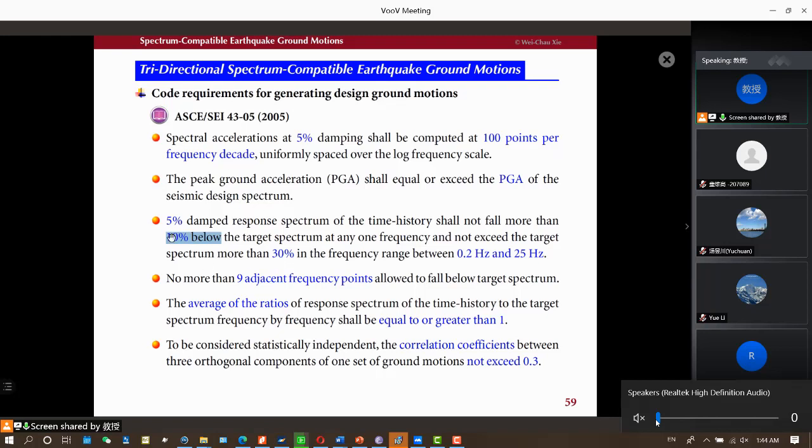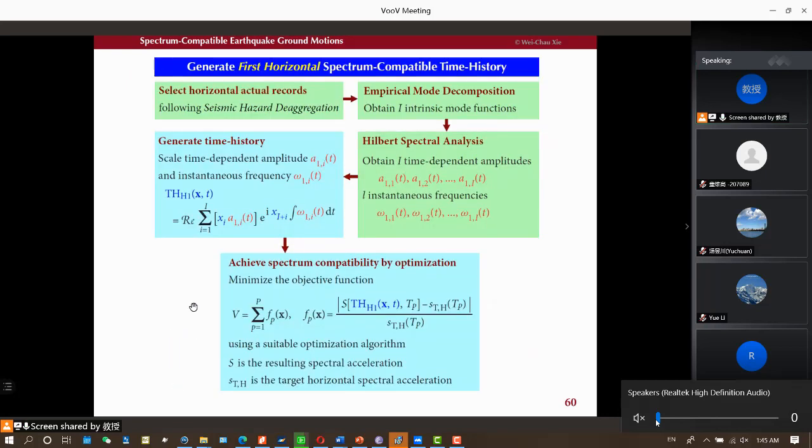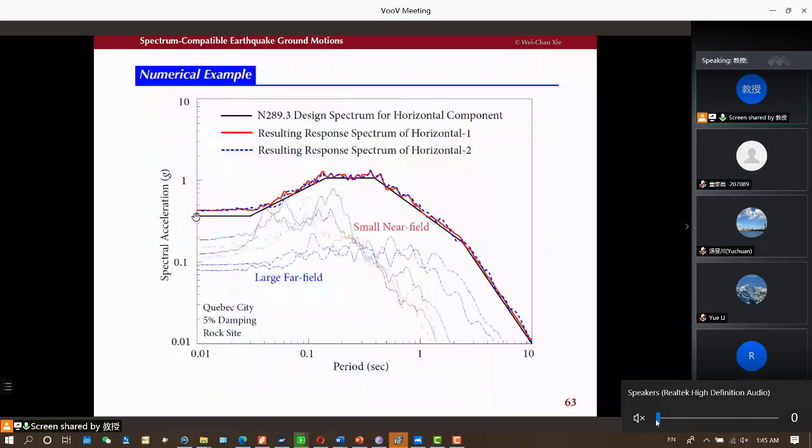Okay, so I'll show you the results first. Here the black curve is the design spectrum from the Canadian standard CSA N289.3 response spectrum. So this is the target. We want to generate time histories, and one curve is the spectrum of the generated time history in the horizontal 1 direction, and the other is in the horizontal 2 direction. You can see they are slightly above the target response spectrum. It does not fall 10% below, and it's not 30% above.